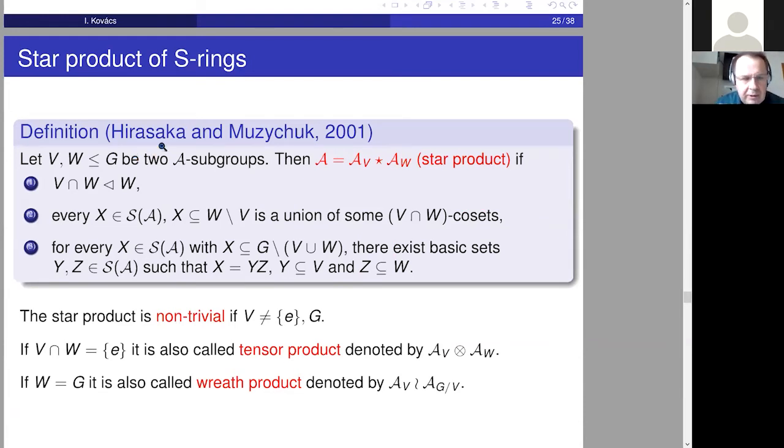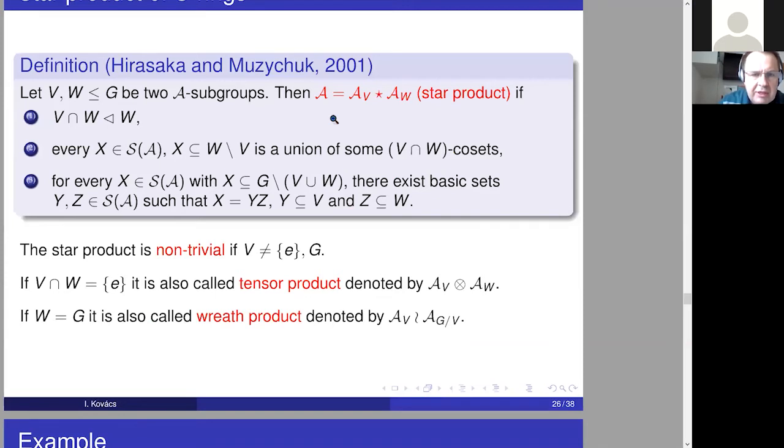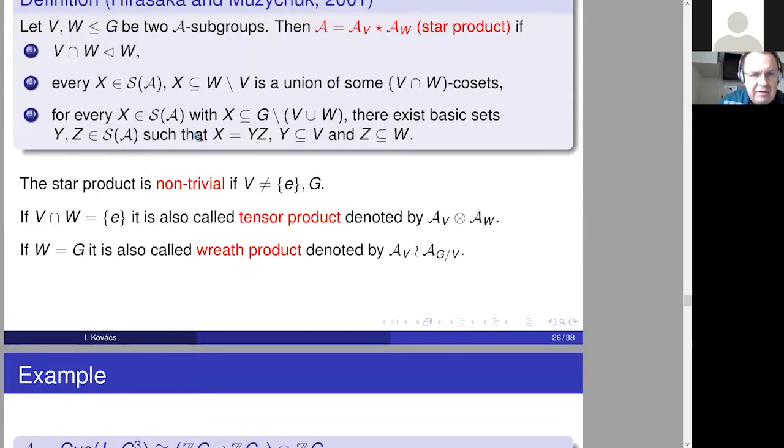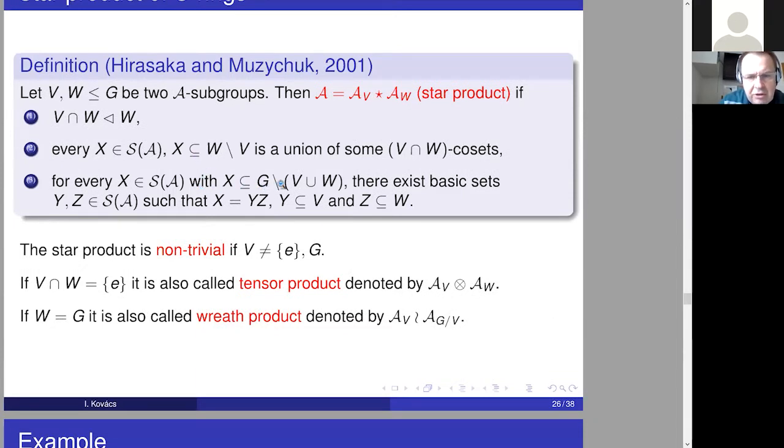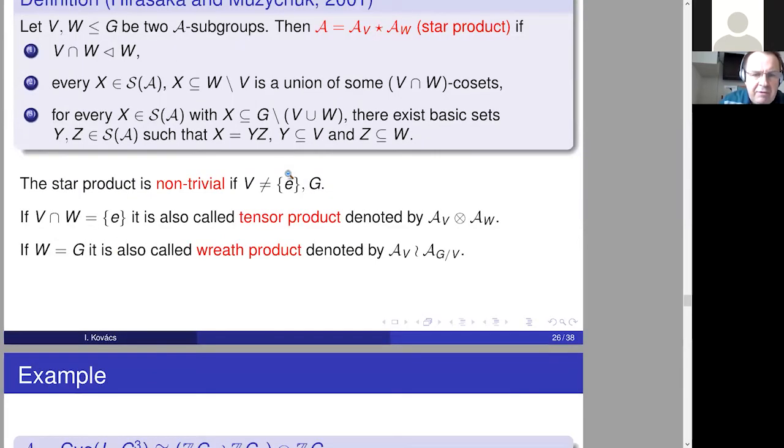The other structural property, which is useful, is the so-called star product, defined by Hirosaki and Muzychuk. It says that suppose you have two A-subgroups V and W. Then we say that the S-ring is a star product of the restriction of the S-ring to V with the restriction to W if the intersection of the two groups is normal in W, any basic set contained in the difference W minus V is a union of some U∩V cosets, and any other basic set which is contained outside V union W can be written as a product of two basic sets, one from V and the other from W.